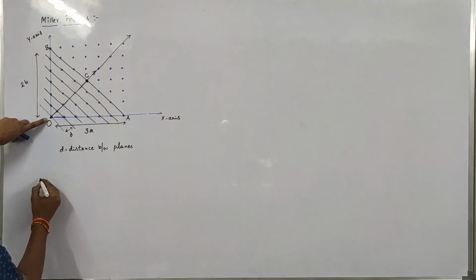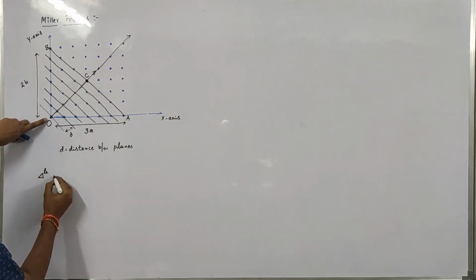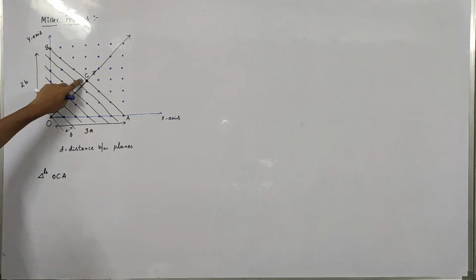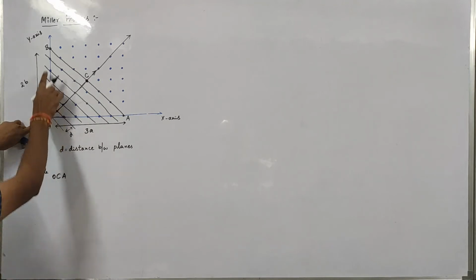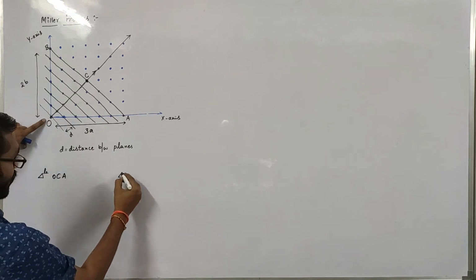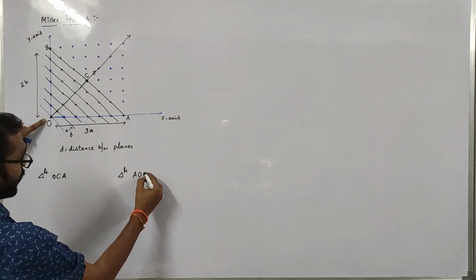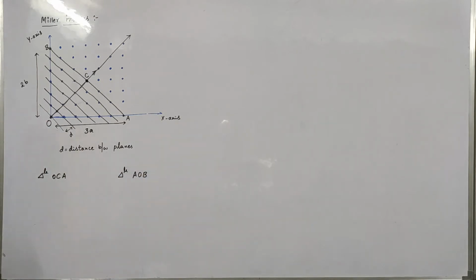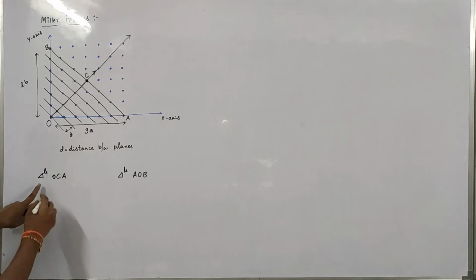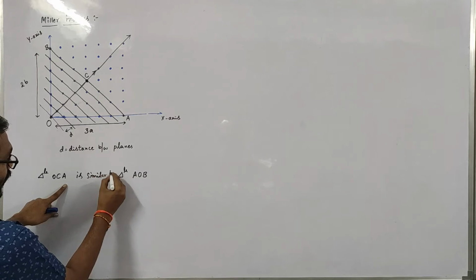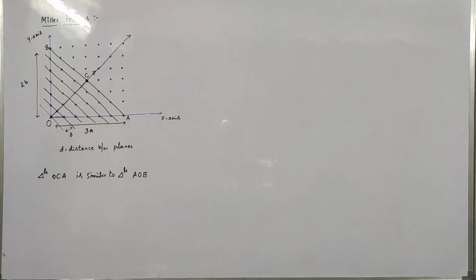So can I call that triangle OCA? Triangle OCA. Now there is another triangle, AOB. Triangle AOB. Can I say these two triangles are similar triangles? Yes, sir. These two are similar triangles. Triangle OCA is similar to triangle AOB.